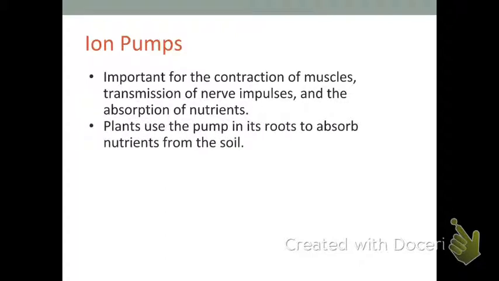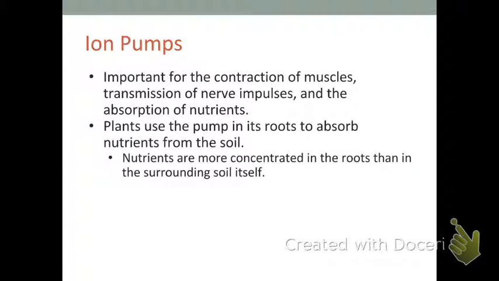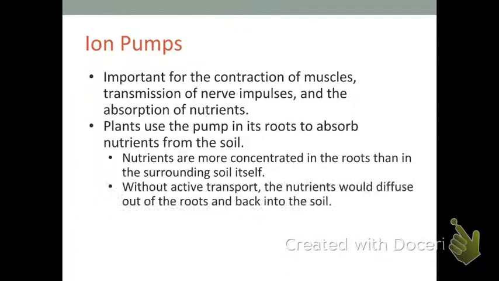Even plants use active transport in a lot of ways. Nutrient absorption from their roots. Nutrients are more concentrated in the roots than in the surrounding soil itself, but plants are constantly trying to pull more nutrients in. If they didn't, the nutrients would diffuse back out, and the roots would lose the nutrients that they've been working so hard to pump in. Okay, so plants have to use energy to actively transport nutrients like magnesium and nitrogen compounds from the soil.